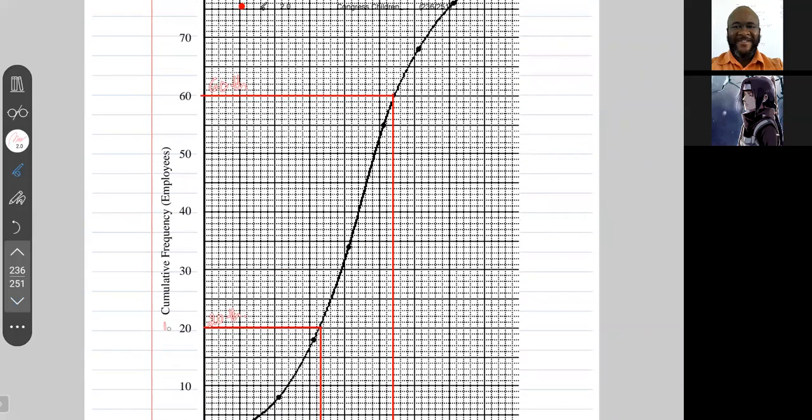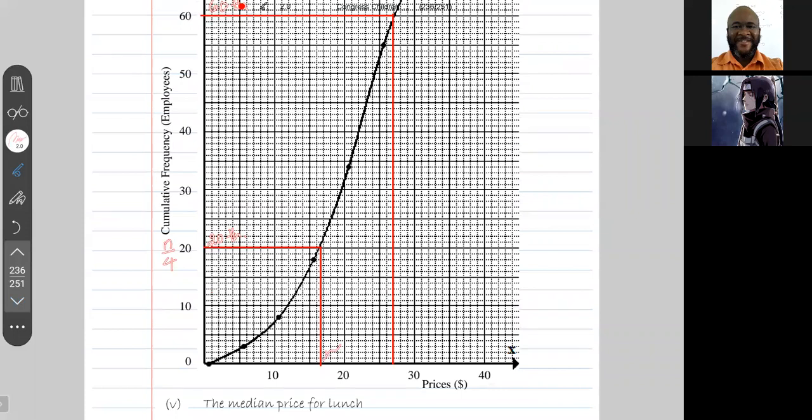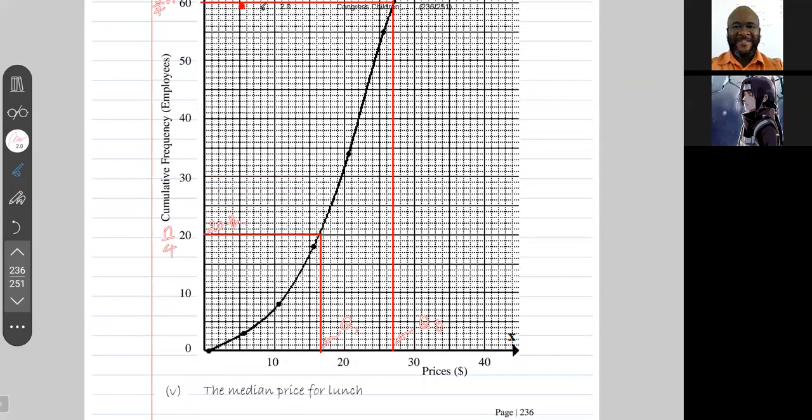Here's something, guys, that it would be good if you had observed: 20 is actually a quarter of n, or n over 4. So it means that the value here is actually Q1. 60 is 3/4 of n. So the value here is actually Q3. So Q3 is $27 and Q1 is $16.50.